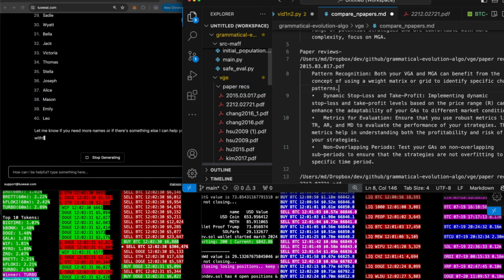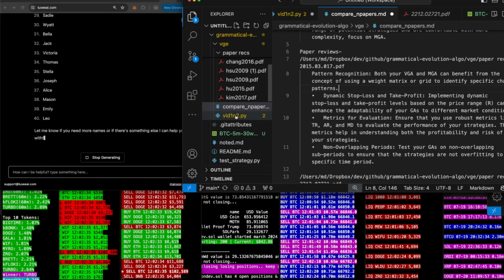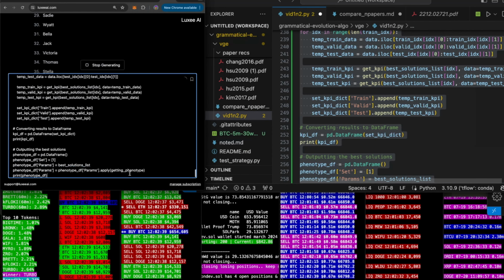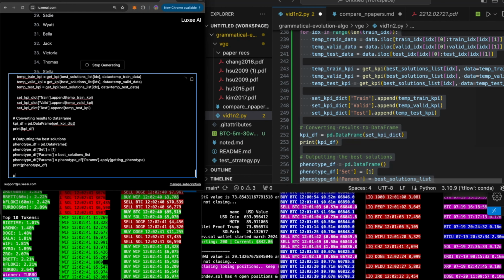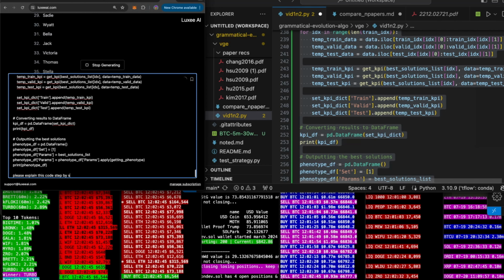And the first thing I want to do here is take what we've done and just get right into it. So you can see here I have this code. Please explain this code step by step so we can get all up to date.